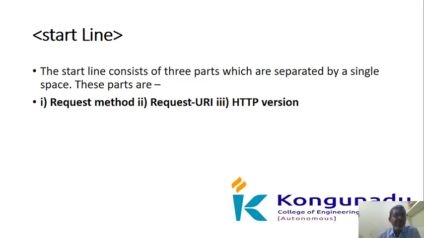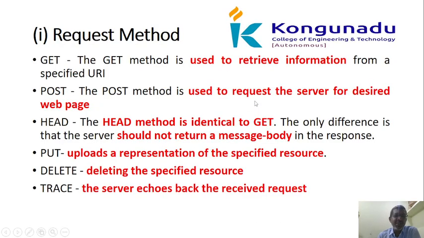The start line consists of three parts: the request method, the request URI, and the version of HTTP. So what is the request method? I am going to give some request, and some methods are built in for this. The GET method is used to retrieve information from a specified URI, uniform resource identifier. If it is the POST method, it is used to request the server for the desired web page. So retrieve is different from request.